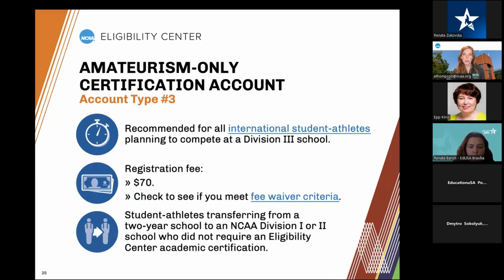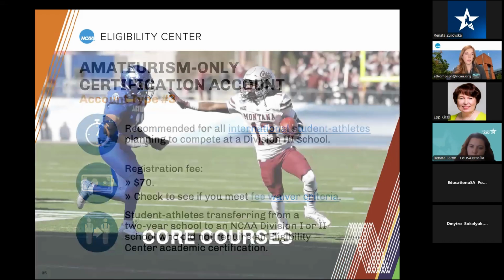And then our amateurism only certification account. Again, the title of this may change as well, but there will still be three account types. That is for Division III student athletes only. So if you already know you want to go to a Division III school, you're being recruited by a Division III coach, and you have no interest in Division I or Division II, then that's where this account type would be right for you. There is a lesser fee associated with that. That's a one-time $70 US dollar fee with that account. There's also fee waiver criteria for that if you would qualify, and the information is there. But this account is for Division III only because we certify the amateurism for all Division III international student athletes.